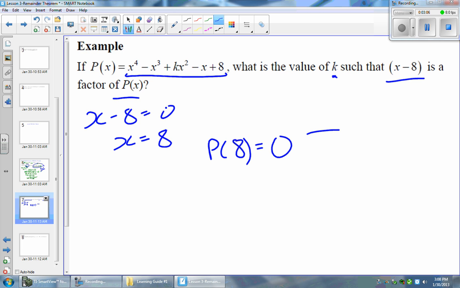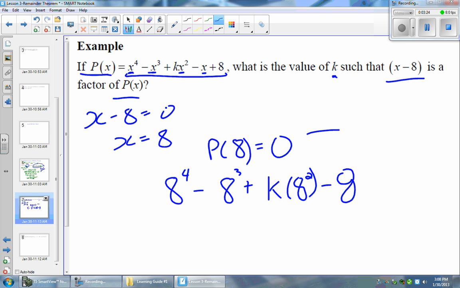So go back to this polynomial up here. Wherever you see an x, you're going to plug in an 8. So 8 to the power 4 minus 8 to the power 3 plus k, which is what we want to find, times 8 squared, minus 8, weird looking 8. I'm going to erase that. I'm not happy. And that's better. Plus 8 is equal to 0.